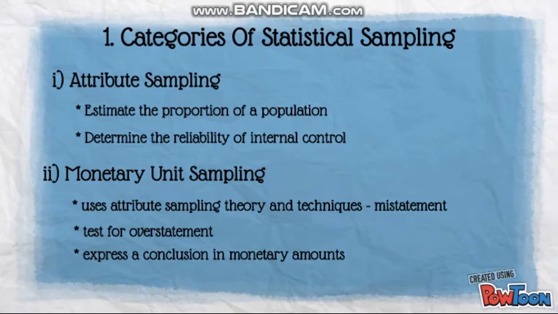2. Monetary unit sampling. It uses attribute sampling theory and techniques to estimate the amount of misstatement for a class of transactions or an account balance. It is designed primarily to test for overstatement errors and is most appropriate for populations with a low error rate in the sample results. It expresses a conclusion in monetary amounts rather than as a rate of occurrence.